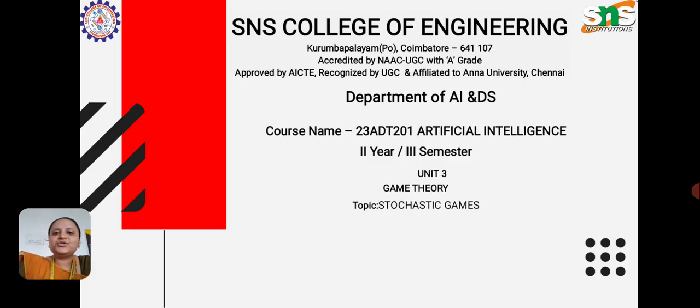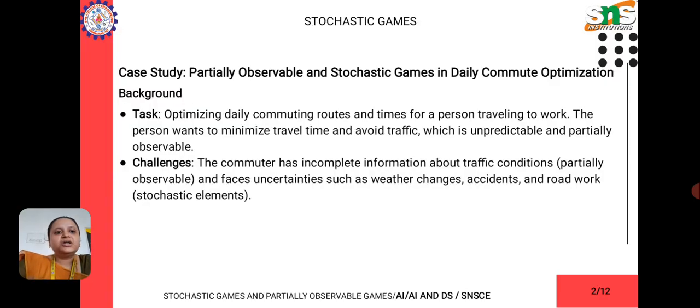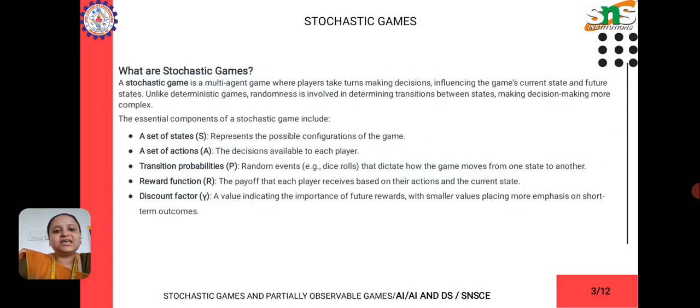In continuation of the previous video, we are here with a new topic called stochastic games, in Unit 3, game theory. Now what is a stochastic game? A stochastic game involves multiple players at the same time, and it also involves the scoring process, the methodologies, and the minimum and maximum values associated with it. It is a multi-agent game where players take turns making decisions influencing the players' current state and future state. Unlike the deterministic state, it does not have any determined way of stating what process you have to follow.